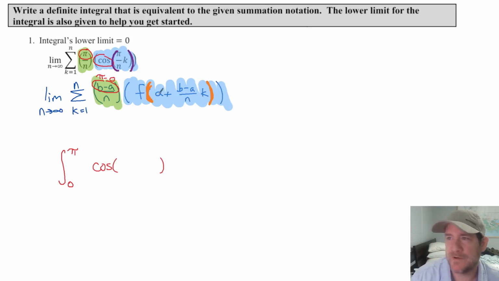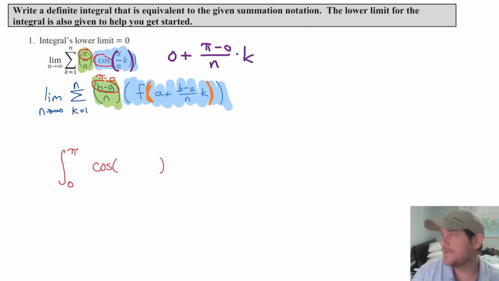Well, we know the lower limit of integration was 0. So we had a 0. That disappeared because 0 plus some stuff doesn't matter. But then that's plus pi minus 0 over n times k. So if you look at all this, there's nothing left. Everything is sort of accounted for. The a is 0. Pi minus 0 over n is something. K is something. So all that stuff is just part of the expression that equals x. So everything in there is really just our x. So there's nothing else to account for. It's got to just be cosine of x.